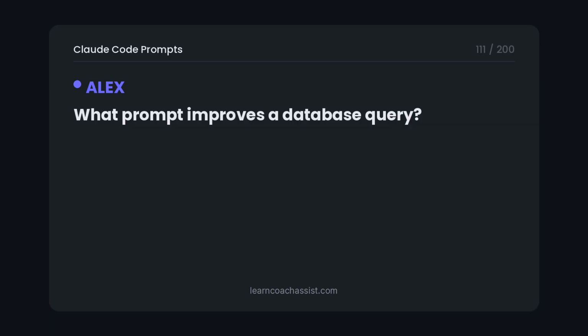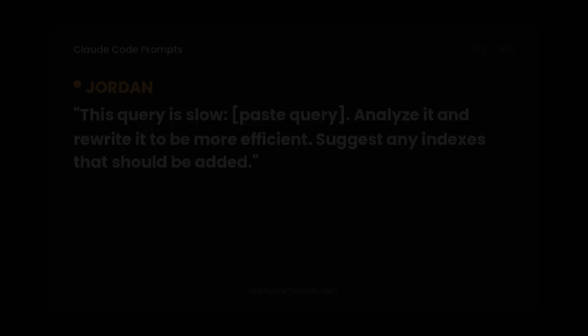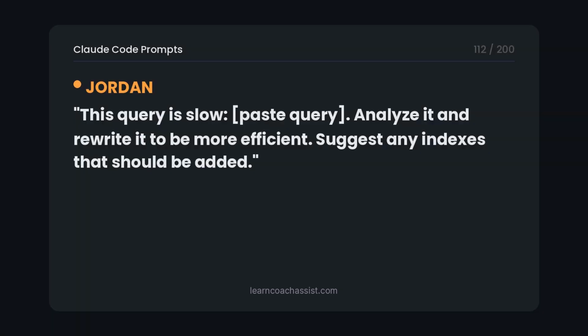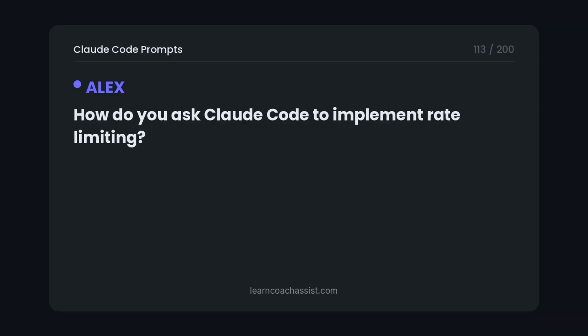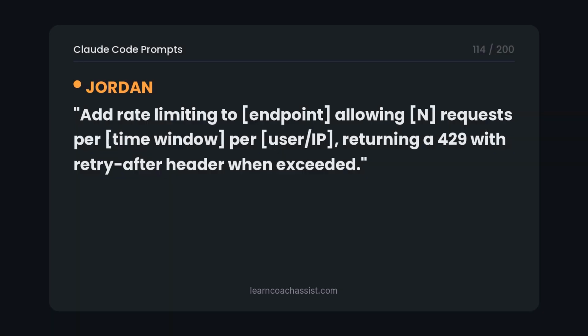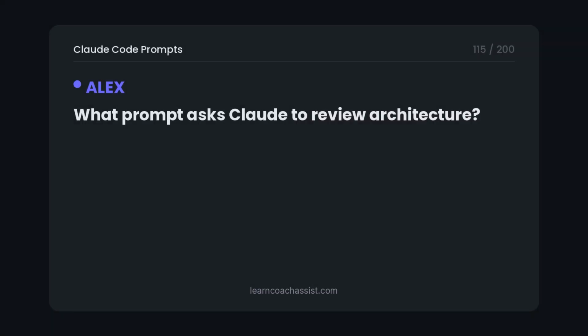What prompt improves a database query? This query is slow, paste query. Analyze it and rewrite it to be more efficient. Suggest any indexes that should be added. How do you ask Claude Code to implement rate limiting? Add rate limiting to endpoint, allowing n requests per time window per user/IP, returning a 429 with retry after header when exceeded.